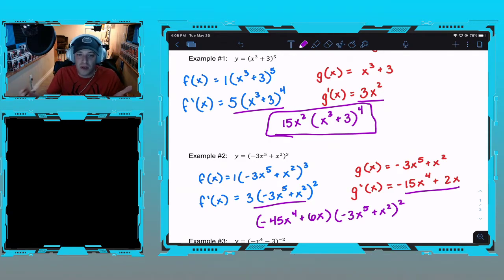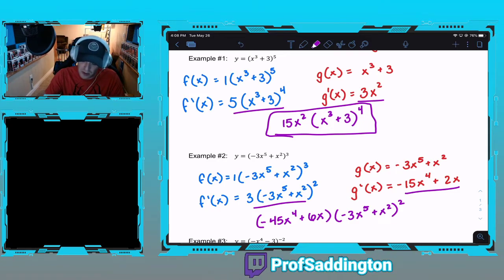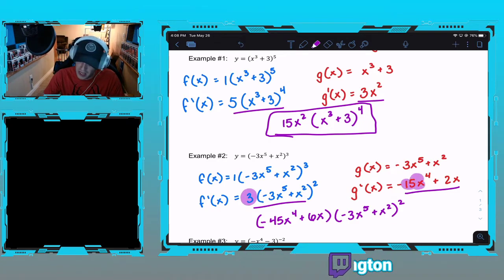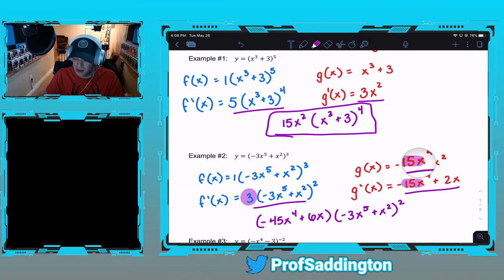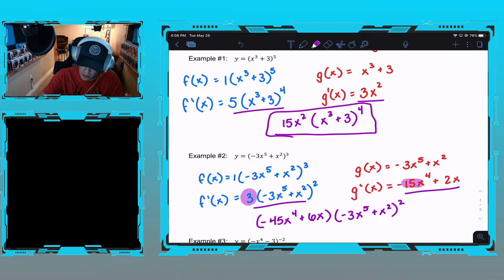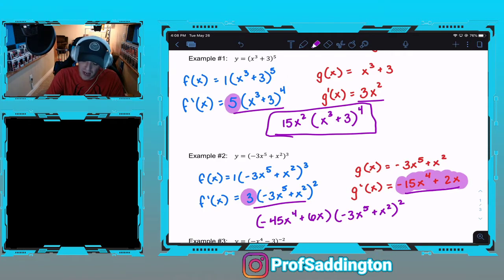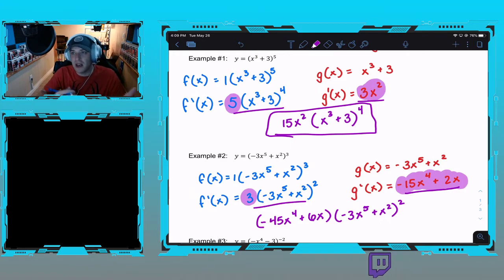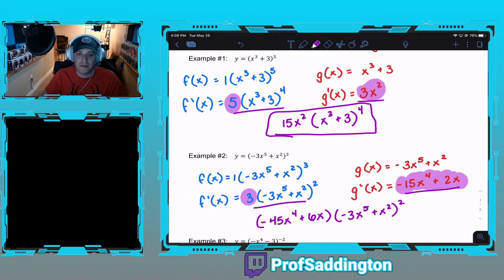Okay, so all I'm doing is I'm just multiplying. If you guys are having trouble seeing what I'm doing, I just took this 3 and I distributed it to that g prime of x. Oh, my highlighter didn't work for some reason. I multiplied it to this whole thing. Same thing up top. I took this 5 and I multiplied it to the 3x squared. And then I just wrote the parenthesis right next to it.